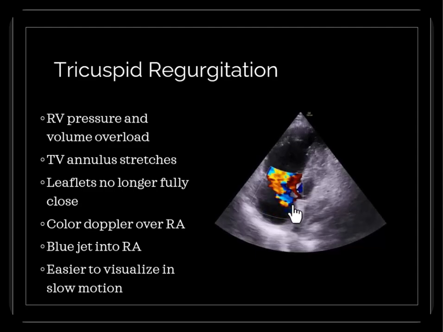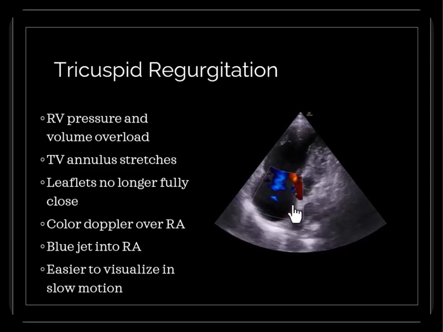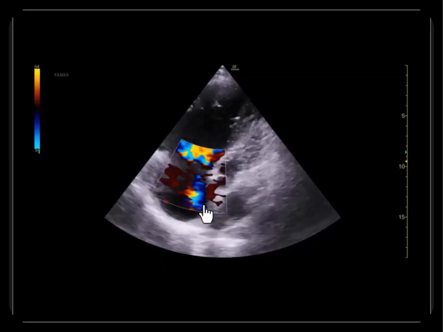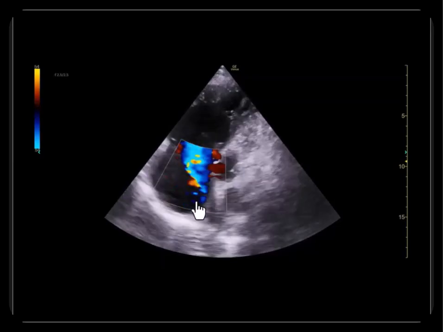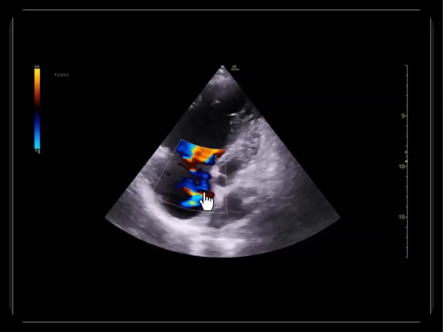This might be easier to visualize using the slow motion mode on your ultrasound machine. Now, in that same patient, using the slow motion, you can readily see the blue jet representing the tricuspid regurg entering the right atrium from the right ventricle.